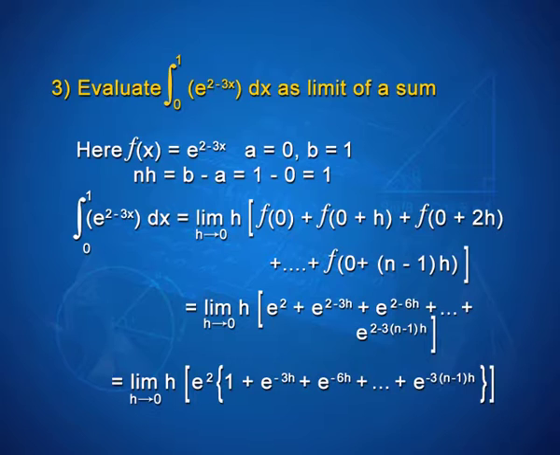taking common we have 1 plus e to the power minus 3h plus e to the power minus 6h plus so on plus e to the power minus 3 into (n minus 1) into h. This again can be further solved with the help of geometric progression.